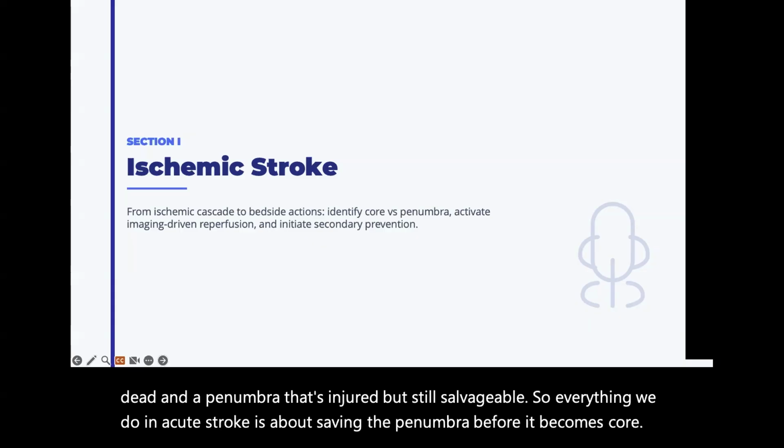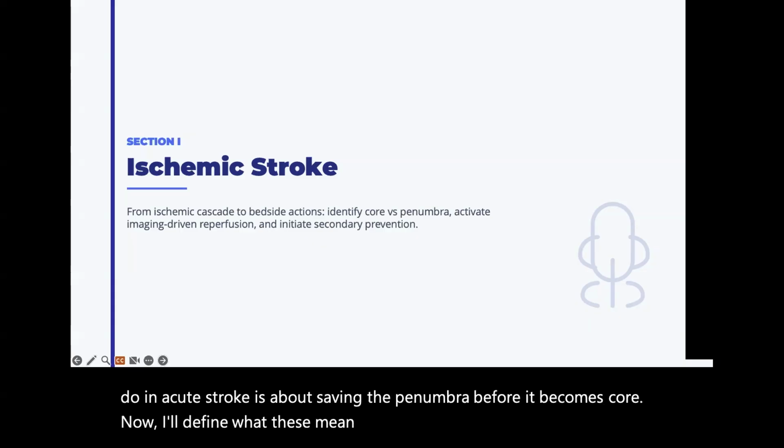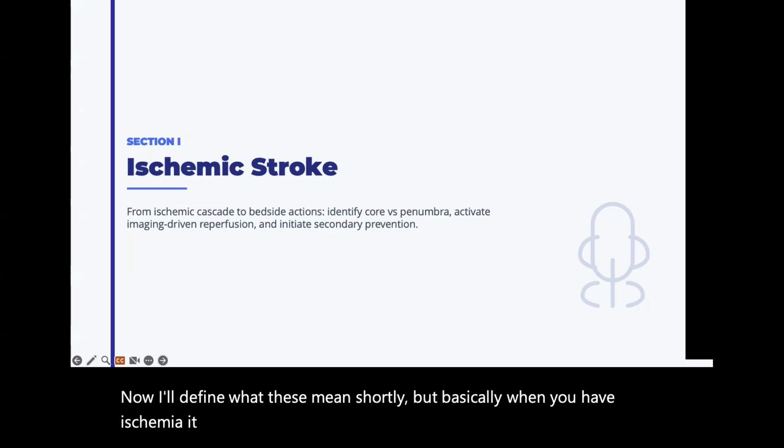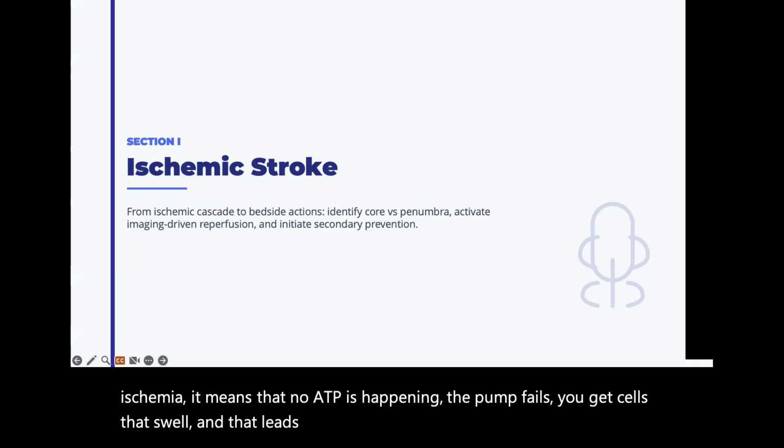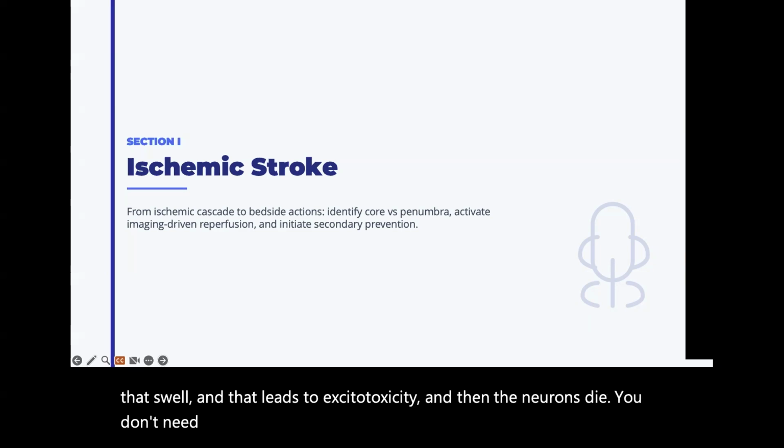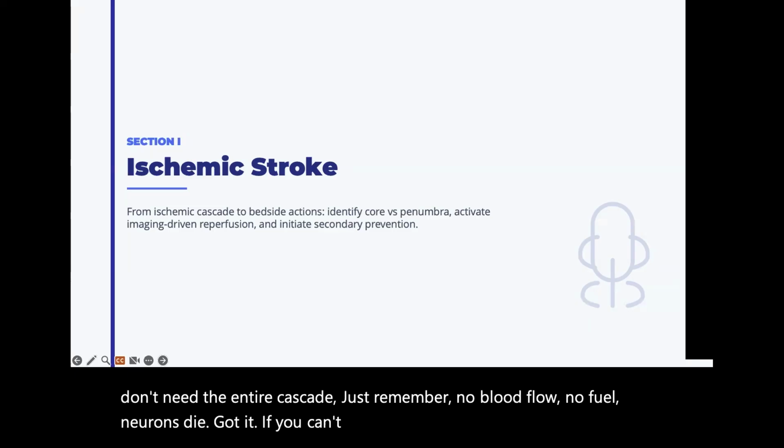Now, I'll define what these mean shortly, but basically, when you have ischemia, it means that no ATP is being made. The pump fails. You get cells that swell, and that leads to excitotoxicity, and then the neurons die. You don't need the entire cascade. Just remember: no blood flow, no fuel, neurons die. Got it? If you can't perfuse it, it's going to die.